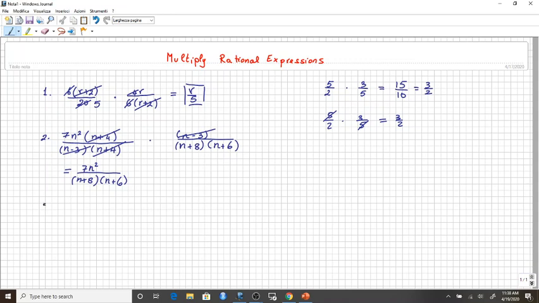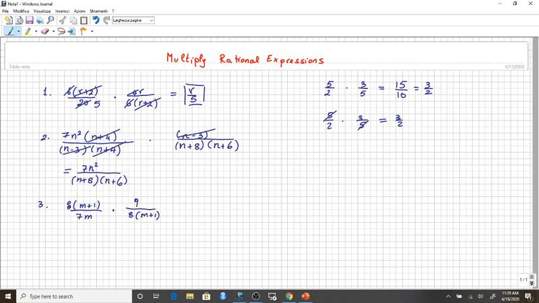Okay, let's try an additional problem, number 3. So here we have n times n plus 1 divided by 7m, and we want to multiply this by 9 divided by 8 times n plus 1. What do you think we're going to get from here?